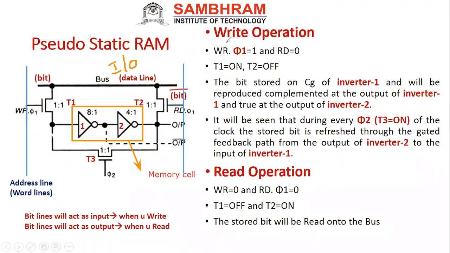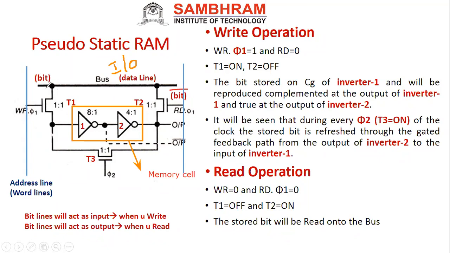So now let us see first the writing operation. As I said previously, we are going to use a two-phase non-overlapping clock. When we write or read the data, it will be coincident with this phi-1 signal. That is why we use the phi-1 signal along with the write signal. Now here, this is the first transistor, we will make the write signal high.